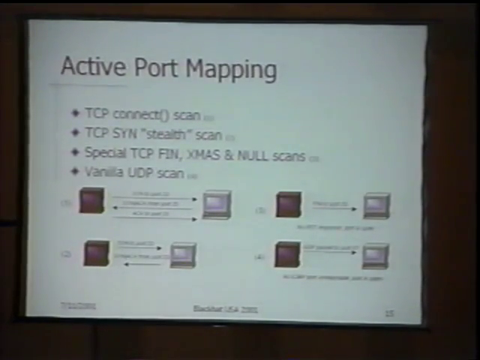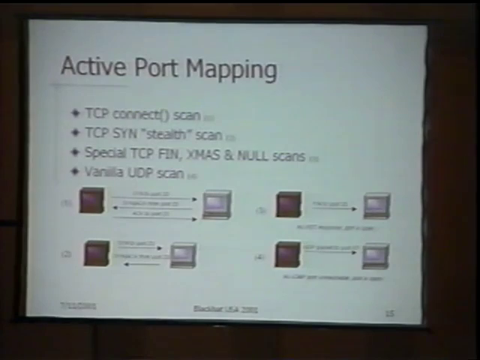This is some of the details for active port mapping techniques. Nmap does all of these, I believe: TCP connect scans, TCP stealth scans, special TCP FIN, Xmas, and null scans, and vanilla UDP scans. And in diagram 1, this is a simple TCP three-way handshake.